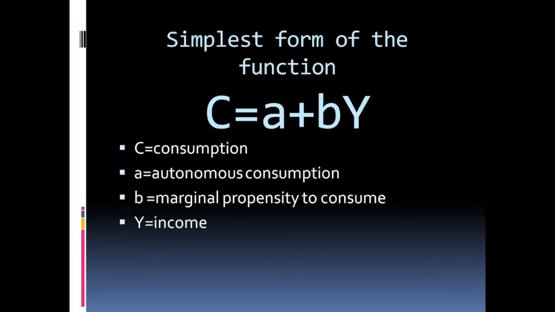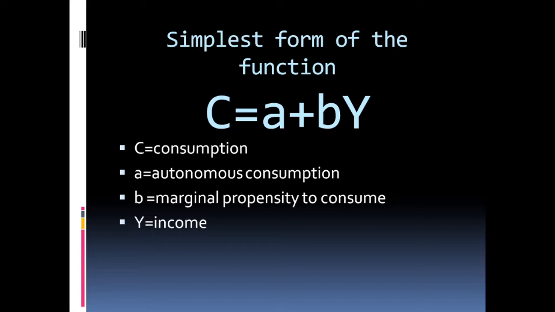Then the simplest form of the function is C equal to a plus bY, where C is the consumption, A is autonomous consumption. Autonomous consumption can be defined as the consumption which is independent of the disposable income. Even if the income is zero, we have to consume. That is autonomous consumption. It is not affected by the disposable income.